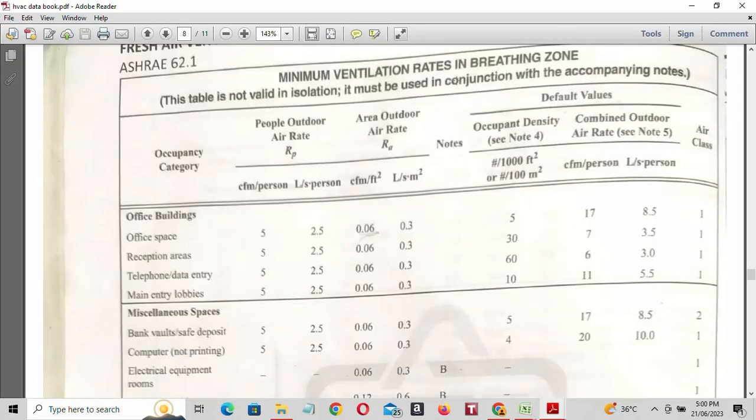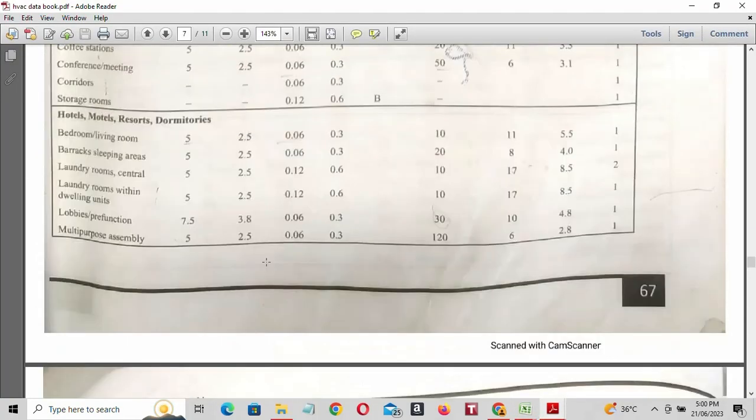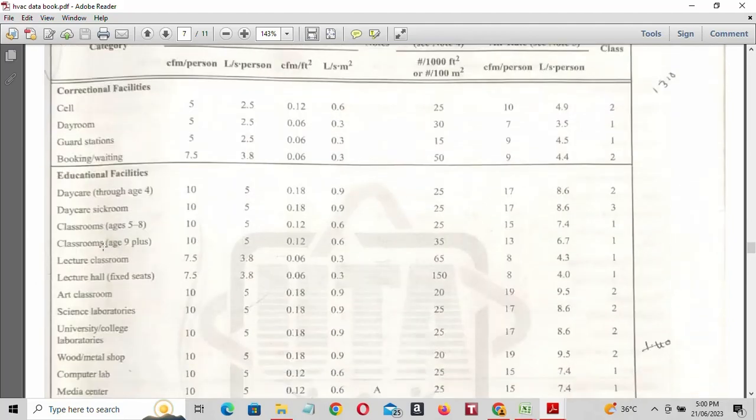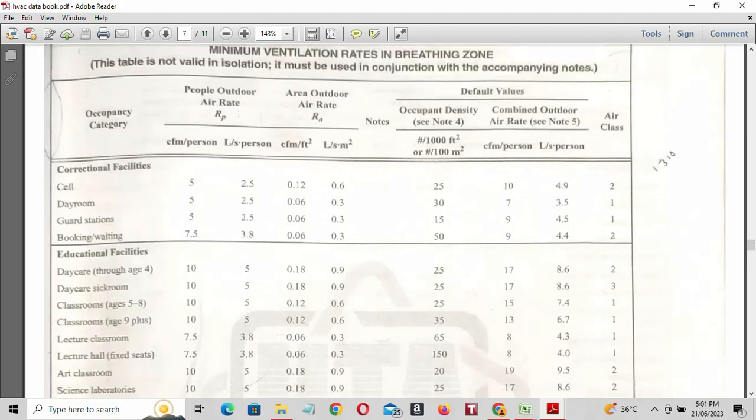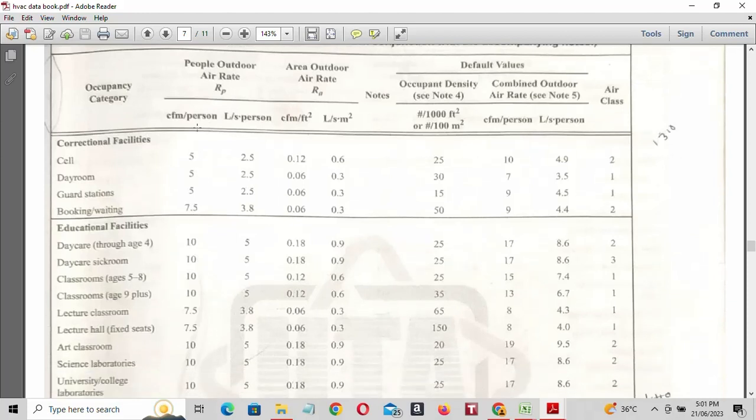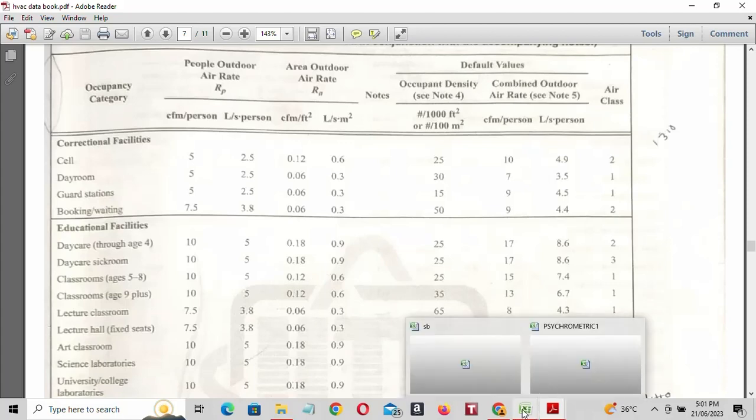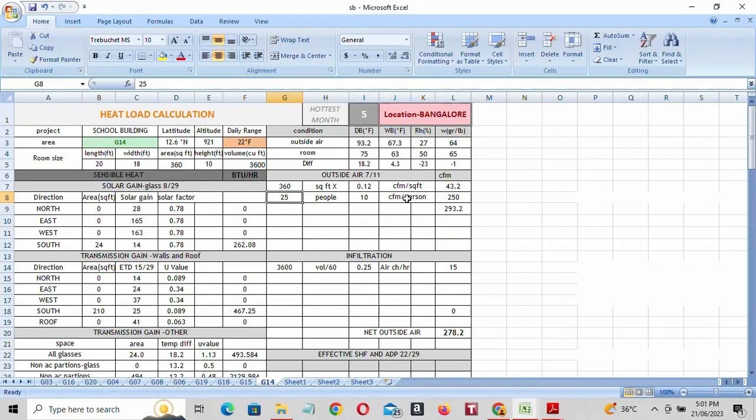Here minimum ventilation rates in breathing zone. So our location is classroom, and children's age is between 5 to 8. In this area we have to check the people outdoor air rate and area outdoor air rate. Okay, CFM per person for classroom age between 5 to 8 is 10, and CFM per square feet is 0.12. Okay, so we have to take these values.